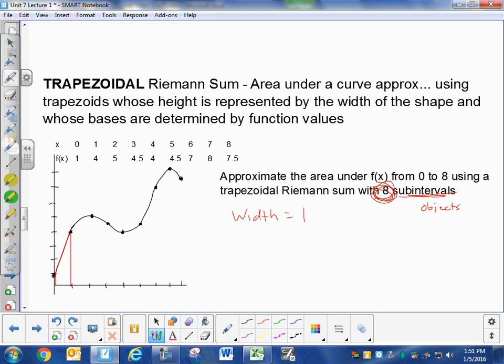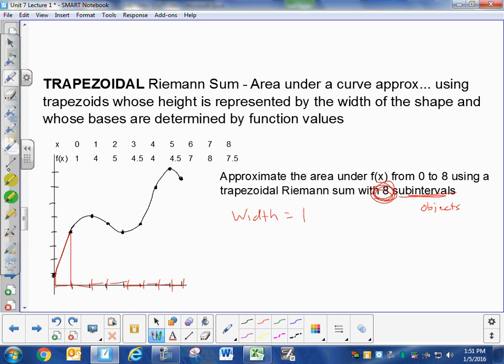Okay, 8 minus 0 divided by 8. The width is 1. So from 0 to 1, 1 to 2, 2 to 3, 3 to 4, 4 to 5, 5 to 6, 6 to 7, 7 to 8. Those are all bases of my trapezoid. The reason why I'm doing 8 in this situation instead of 4 is to show you that the shortcut method that I will show you is very important.